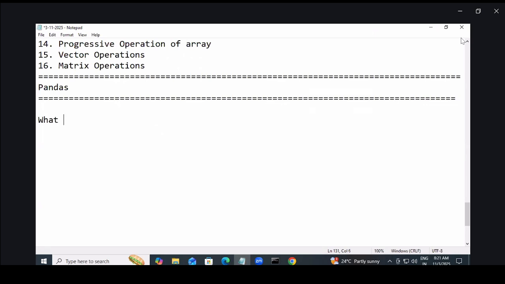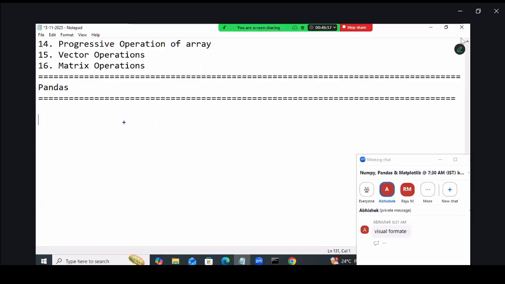Numerical analysis. But pandas is for which analysis? Data analysis. NumPy is for which analysis? Numerical analysis. Numerical analysis means when you are working with which operations? Matrices, vectors, image processing, or Fourier transformation. All these things can be done by NumPy.